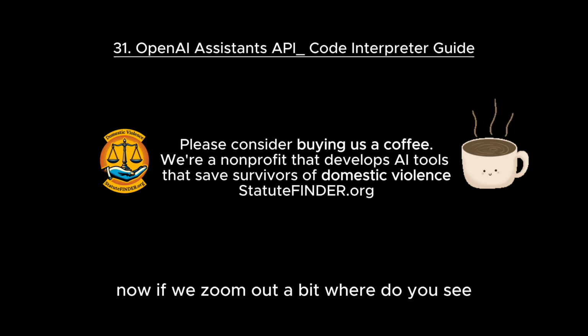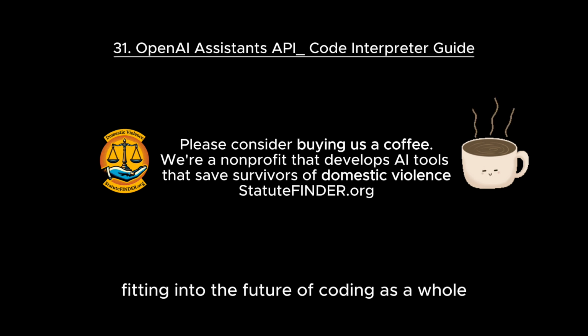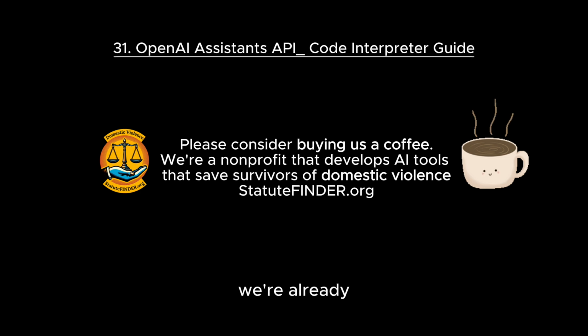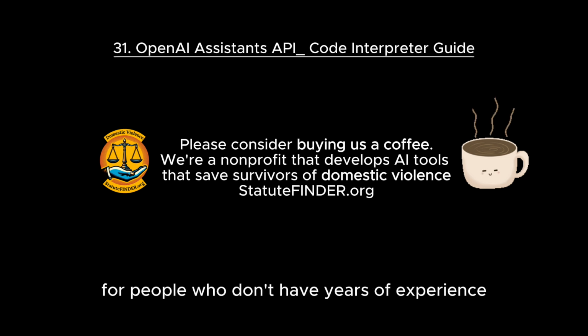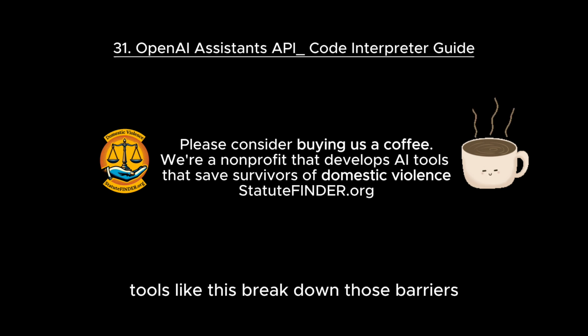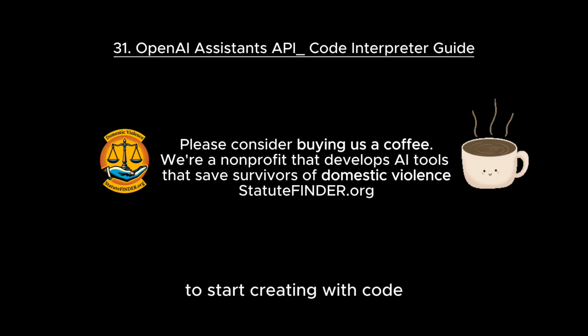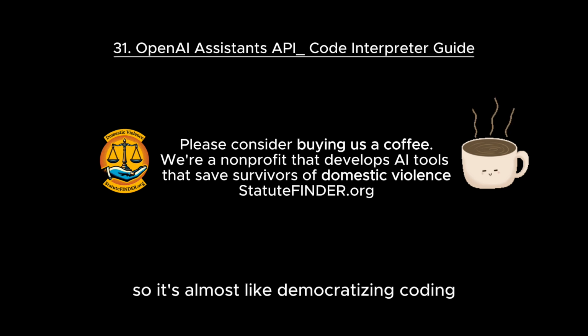Now, if we zoom out a bit, where do you see tools like Code Interpreter fitting into the future of coding as a whole? It's fascinating to consider we're already seeing a shift towards making coding more accessible, less intimidating for people who don't have years of experience. Tools like this break down those barriers, allowing anyone with curiosity and a willingness to learn to start creating with code. So it's almost like democratizing coding, making it a more inclusive field. I think that's a great way to put it.